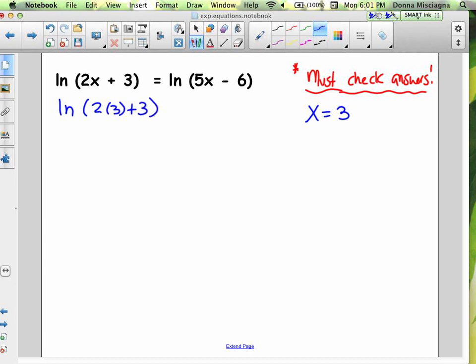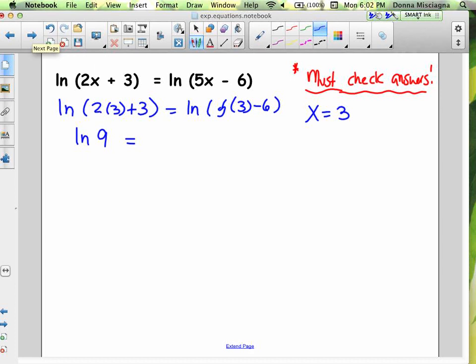All right, so we have natural log of 2 times 3 plus 3 equals natural log of 5 times 3 minus 6. 2 times 3 is 6. 6 plus 3 is 9. So we have natural log of 9. That is a real number. Right? It'll be a decimal. Essentially what it is, it's the exponent you'd have to raise e to to get 9, right? But it will be a decimal.